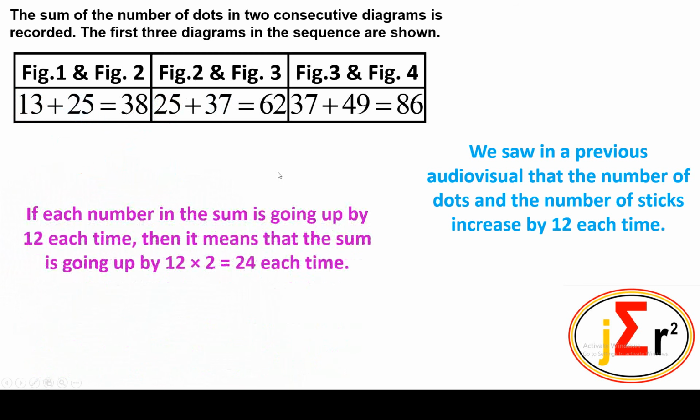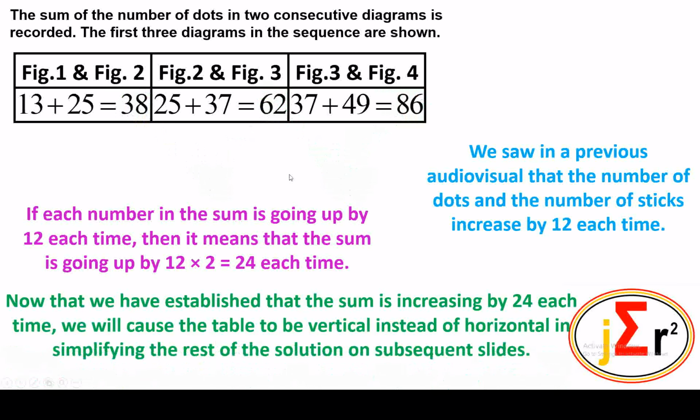If each number in the sum is going up by 12 each time, then it means that the sum must be going up by 2 times 12, or 12 plus 12, which is equal to 24. It will be going up by 24 each time. From 38 to 62, that's 24. From 62 to 86, that's 24.